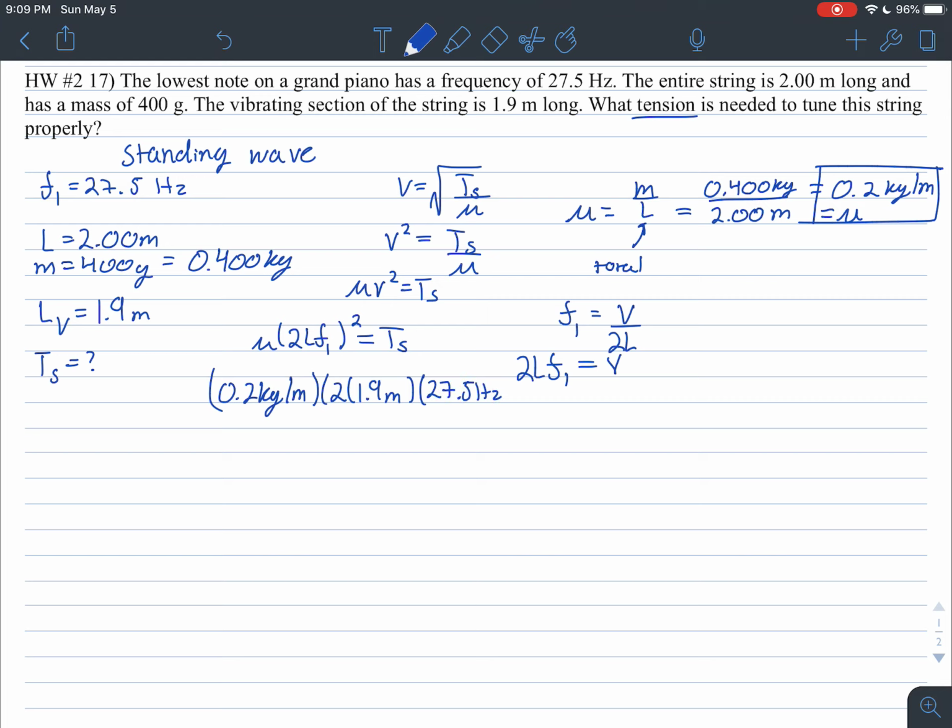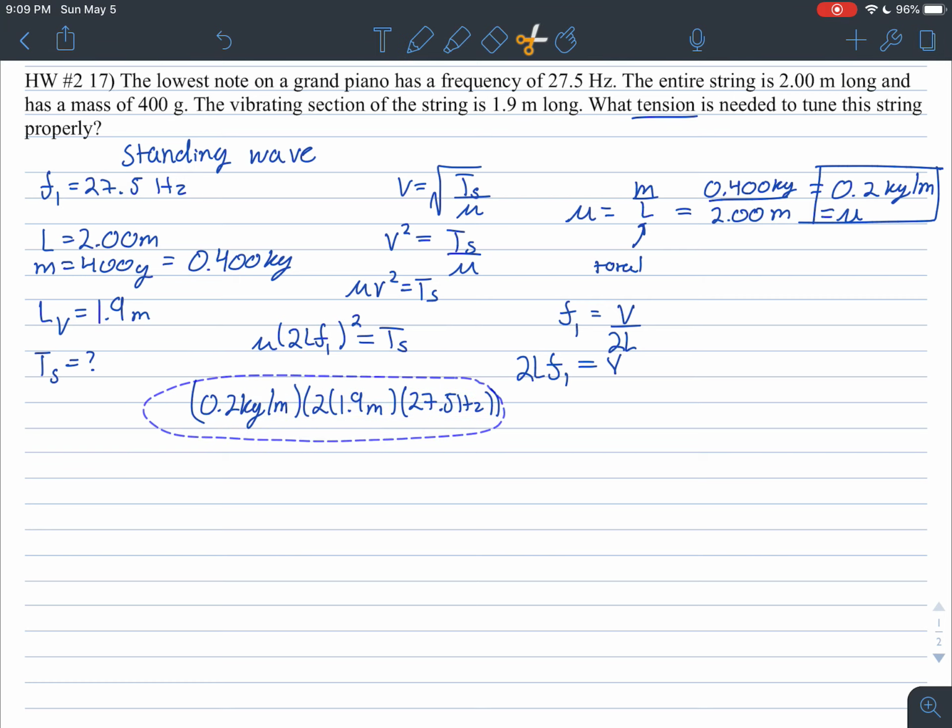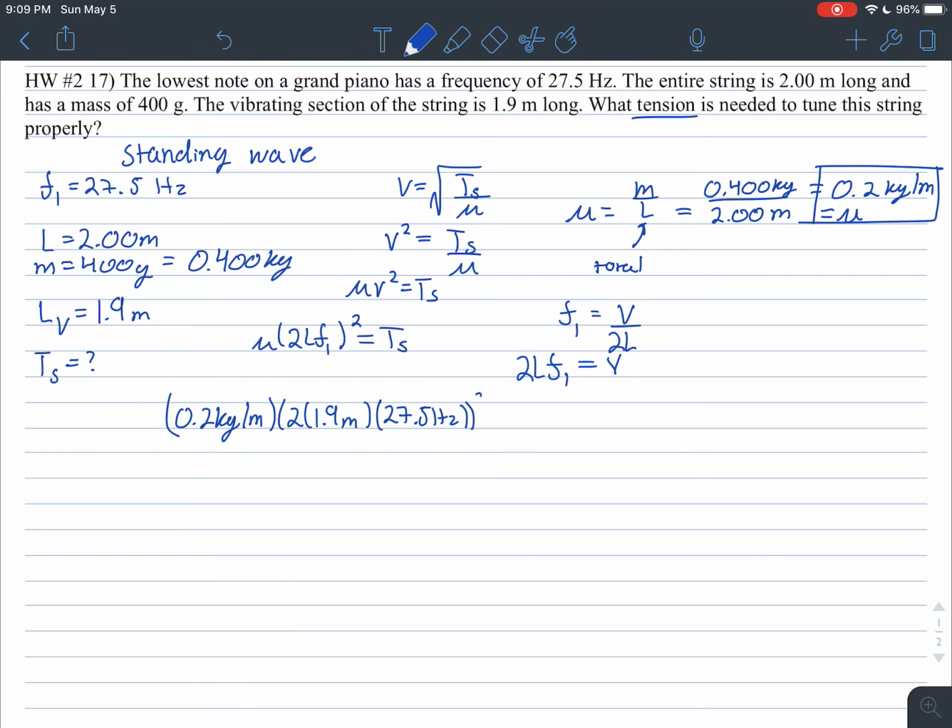27.5 hertz, quantity squared. I'm going to move this over here so we have some more room. Quantity squared, because we can't forget that square. If you plug this in, after rounding, you'll end up getting 2,180 newtons. If you check the units, they all cancel out and give you kilograms meters per second squared. And this is the tension you need.